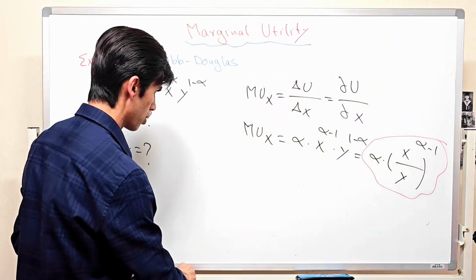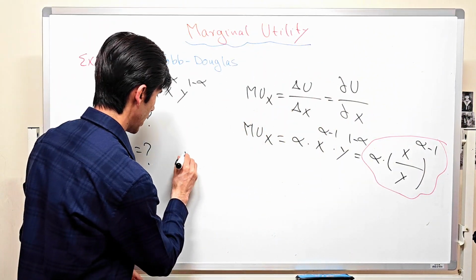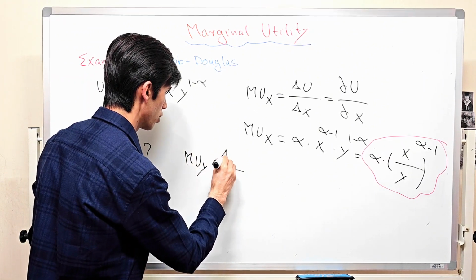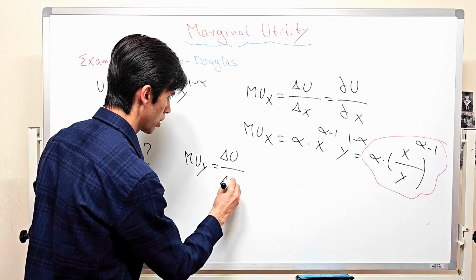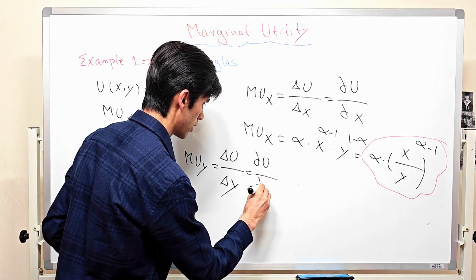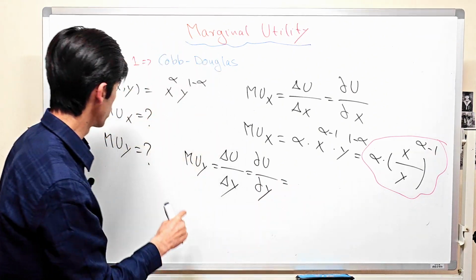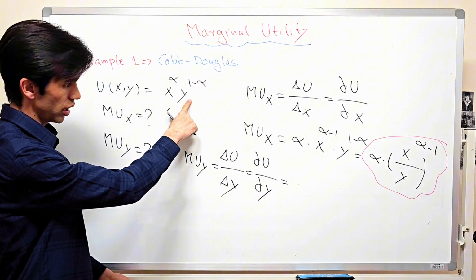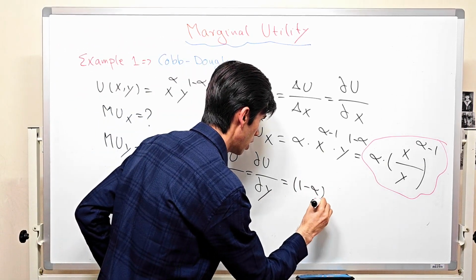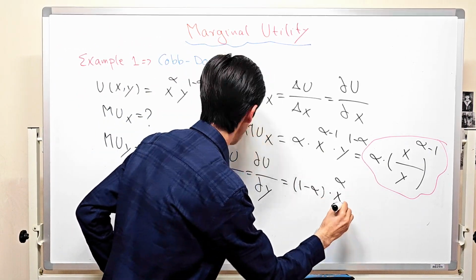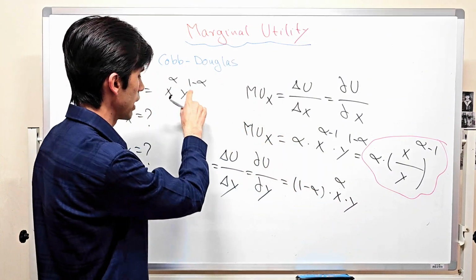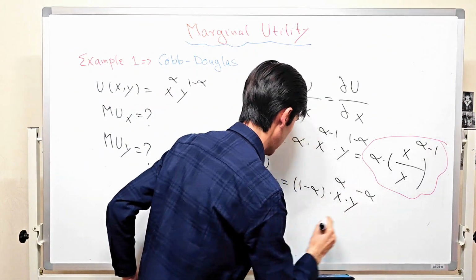And now let's solve the marginal utility of y. Then the marginal utility of y is equal to the change in utility per unit of consumption of y, or the partial derivative of utility with respect to y. Let's take the partial derivative of this function with respect to y now. It's equal to 1 minus alpha multiplied by x to the power of alpha multiplied by y to the power of 1 minus alpha minus 1. Then we will have only minus alpha.